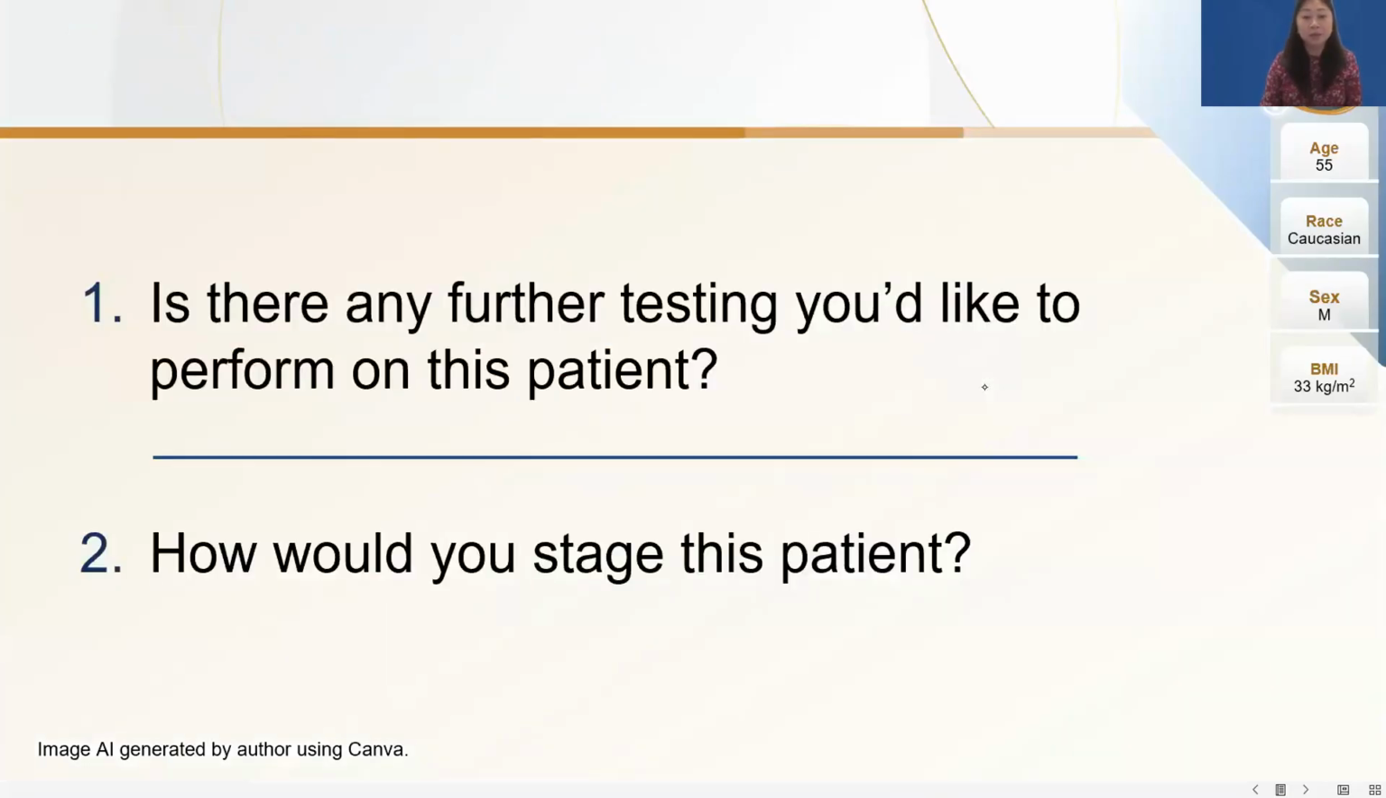Now, is there any further testing you'd like to perform on this patient, and how would you stage this patient? So at this point, similar to the last patient, you have all three NITs pointing to F4 cirrhosis. So perhaps a fourth test may not be necessary unless you feel that the FibroScan test is not so accurate. For this particular patient, sometimes providers may want to think about doing a liver biopsy.